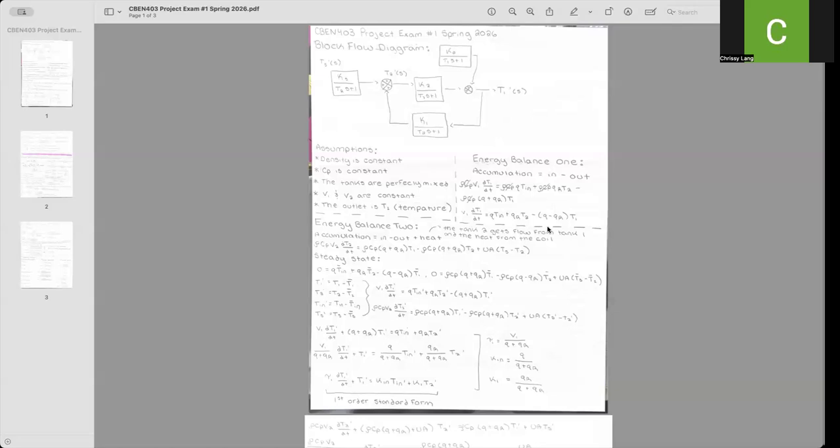And then we move to the energy balance for tank two, which is accumulation equals in minus out plus heat. That heat comes from the coil, which was mentioned. For the second one, the inflow is the combined stream from the first, and the outflow is the combined product stream at T2. And then the heat input is UA times (Ts minus T2). And that's how we get this.